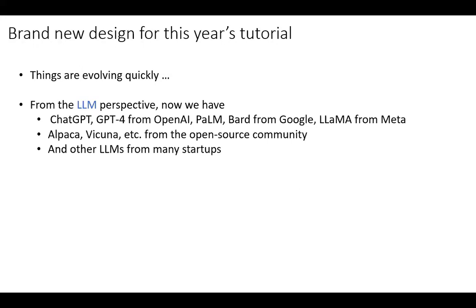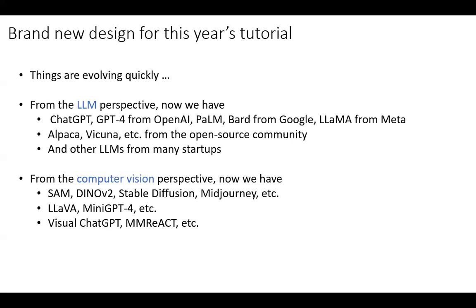From the language modeling perspective, now we have the very powerful ChatGPT and GPT-4 from OpenAI. We also have PaLM and Bard from Google, and LLaMA from Meta. From the open source community, there are so many instruction-tuned versions such as Alpaca, Vicuna, etc. We also have so many large language model startups. From the computer vision perspective, everyone knows them. From the community side, we also have DINOv2, Stable Diffusion, Midjourney, and attempts like MiniGPT-4, etc.